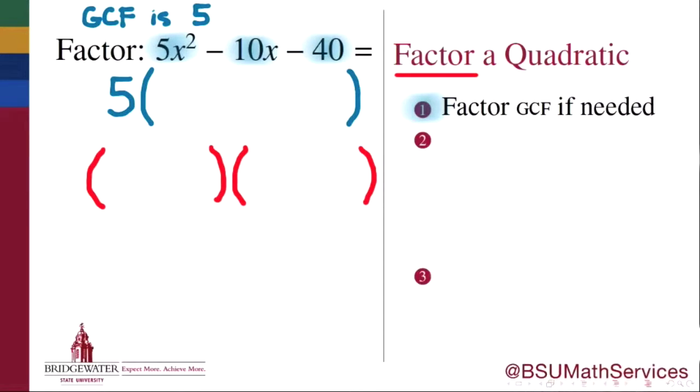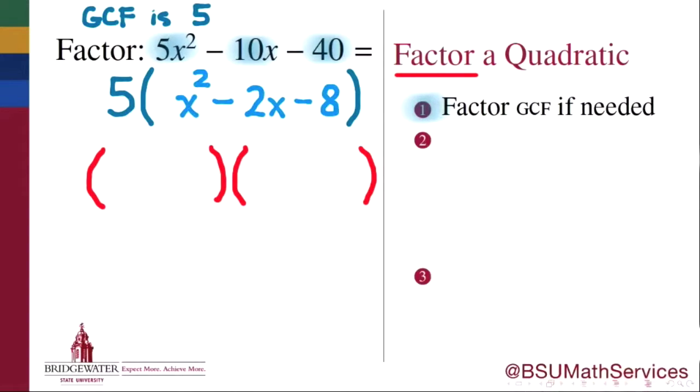So we'll first bring a 5 outside, and inside determine the leftovers by dividing each of the 3 original terms by 5. Dividing 5x squared by 5 gives me just x squared. Dividing 10x by 5 gives me 2x. And dividing 40 by 5 gives me 8. So we've first succeeded in factoring out the greatest common factor of these 3 terms.